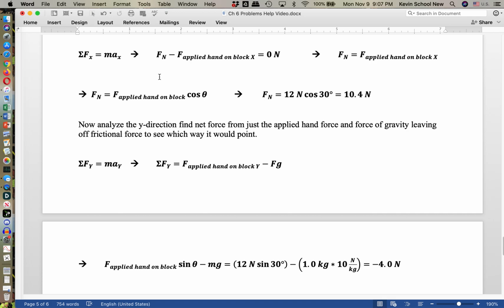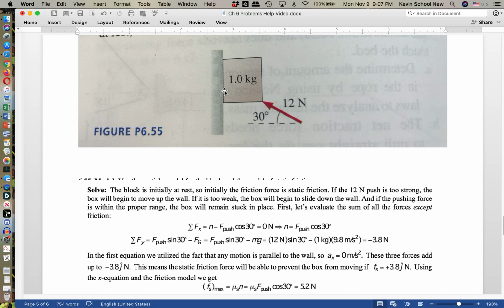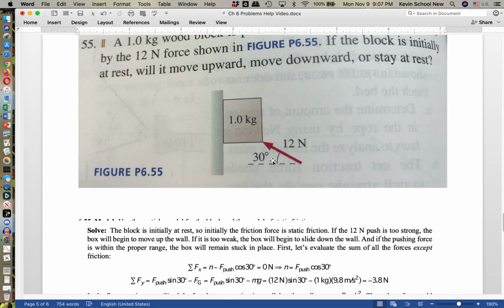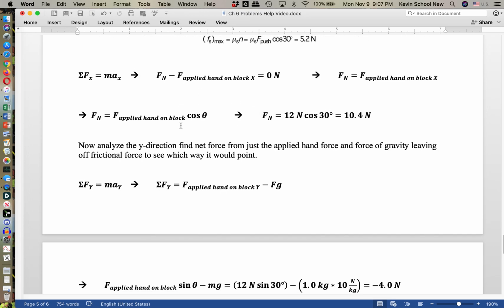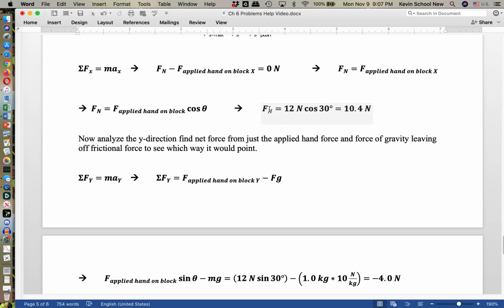So that means my normal force is equal to the x component of my applied hand force, which would be the applied hand force times cosine of the angle theta. Because based on the picture, the angle is with the horizontal, so the x component would be a cosine term. So 12 newtons times cosine of 30 gives me 10.4 newtons. So my normal force is 10.4 newtons. And since we want to know friction, we need a normal force, most likely, to help us solve for friction.